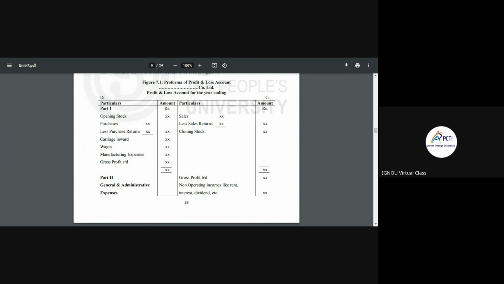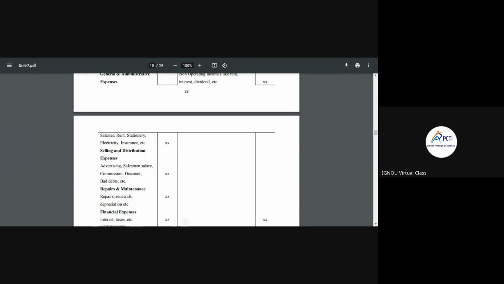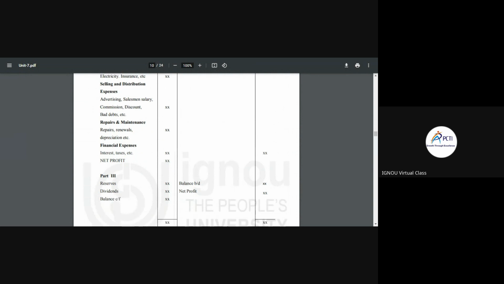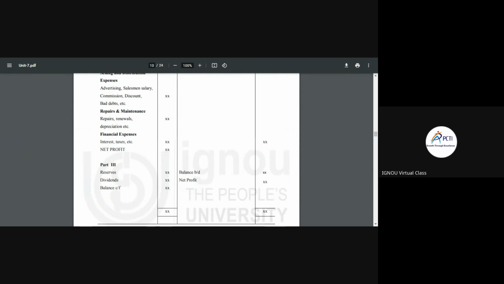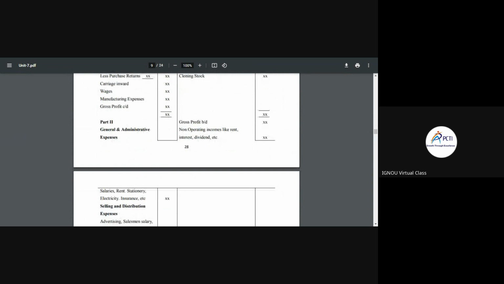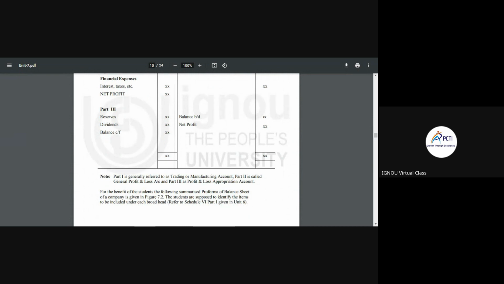Then in part two, we have general administrative expenses like salary, rent, stationery, electricity, insurance. Then we have selling and distribution expenses like advertising, salesman's salary, commission, discount, bad debts, etc. Then we have repair and maintenance, depreciation, etc. Then we have financial expenses, that will be interest, etc., and net profit. Then we have part three, reserve and dividend. And on the credit side, we have non-operating income like rent, interest, dividend, etc. And then we have a balance b/d or c/d, or net profit from it.